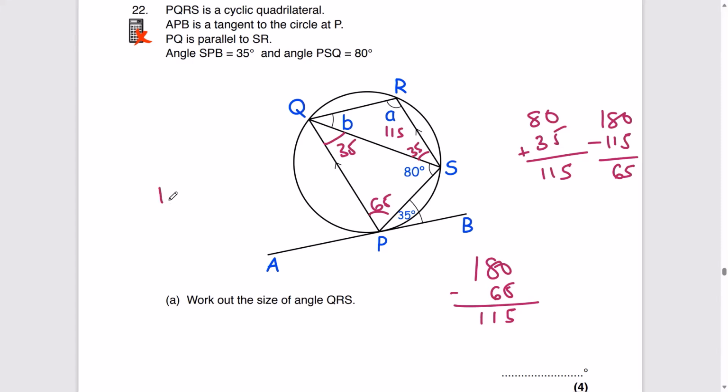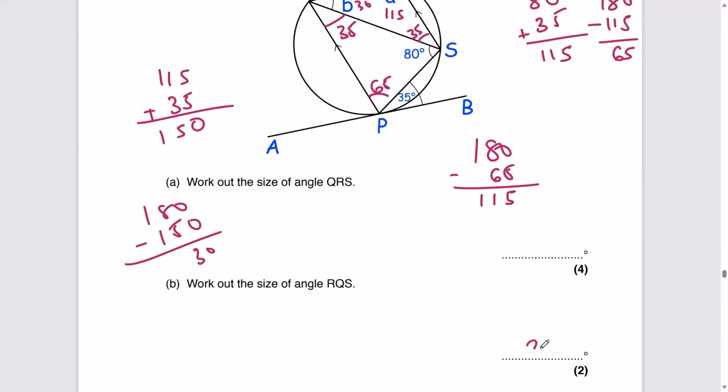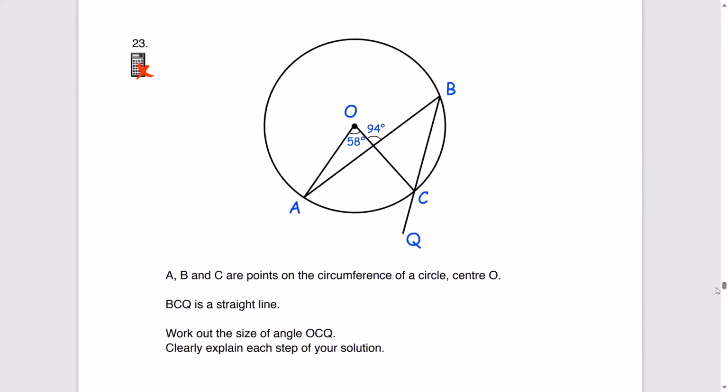So if here's 35, you can easily work out B now. It's going to be 115 plus 35, which is 150. And then it's subtracted from 180, which is 30 degrees. So here's going to be 30 degrees. What did you get? I got the same thing. And then you go to the next question.